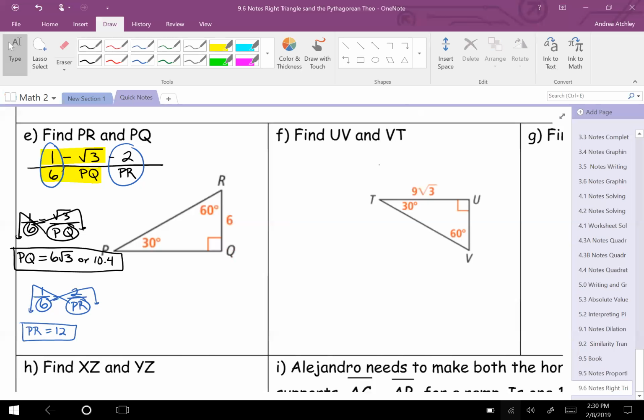Okay, so some of you guys should be able to do this without even doing the work. So you're going to start with writing out the ratios: 1, square root 3, and 2. UV is my 1 because it's the shortest side. UT is 9 square root 3. And then TU is the hypotenuse, the longest side.